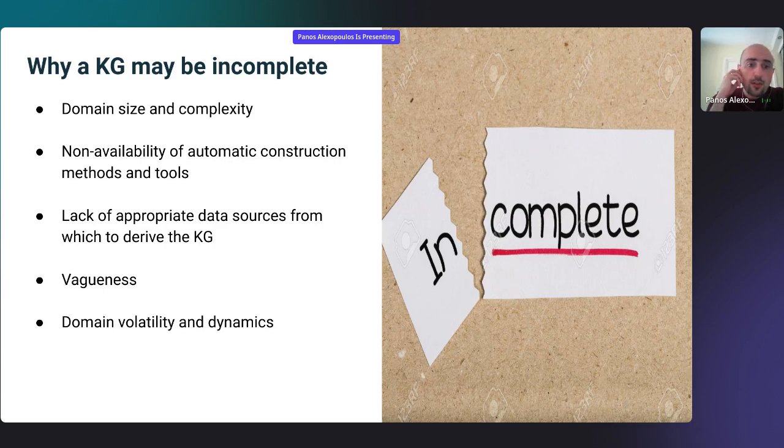It's also possible that we don't have appropriate data sources from which to derive the knowledge graph. Vagueness can play a role, and most importantly, domain volatility and dynamics. Because if we are building a knowledge graph whose domain keeps changing, in the sense that we get new knowledge very frequently and existing knowledge becomes obsolete very frequently, then in order to catch up we need a very efficient population methodology for the knowledge graph.